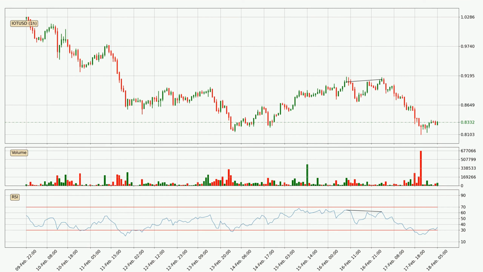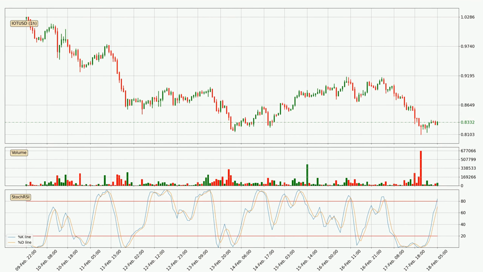Looking for divergence in the hourly time frame, owing to the bearish divergence, the price has already gone down. Moving to the hourly stochastic RSI, the stochastic RSI currently shows no overbought or oversold conditions, but because the %K line is over the %D line, we can deduce that the trend is currently on the up.